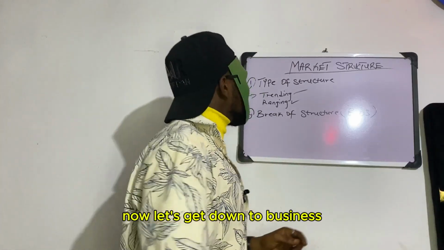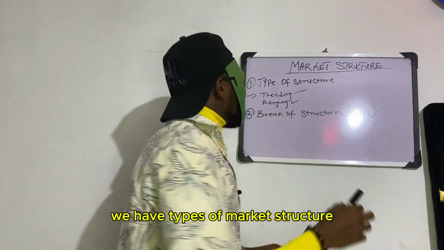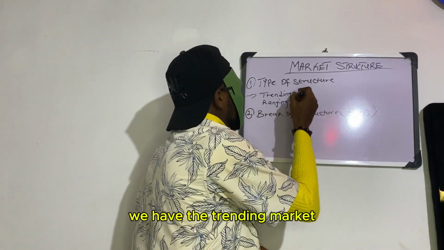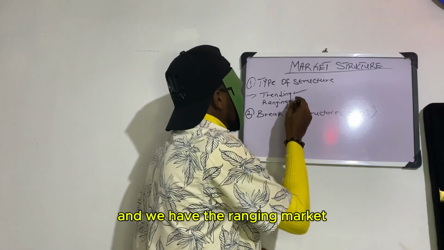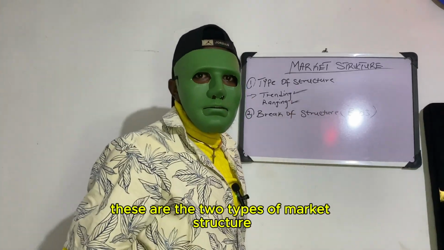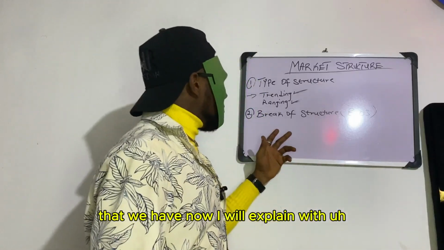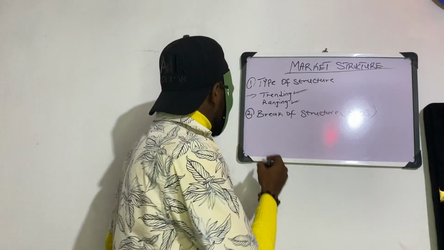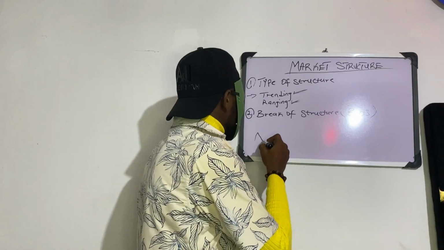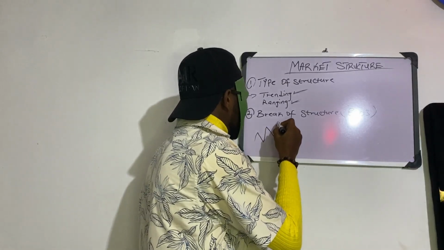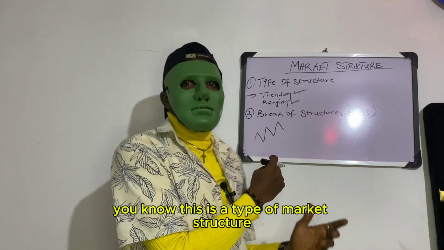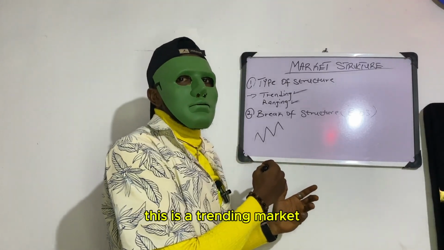Now, let's get down to business. We have types of market structure. We have the trending market, and we have the ranging market. These are the two types of market structure that we have. Now, I will explain with a little drawing. When you see something like this, you know this is a type of market structure. This is a trending market.